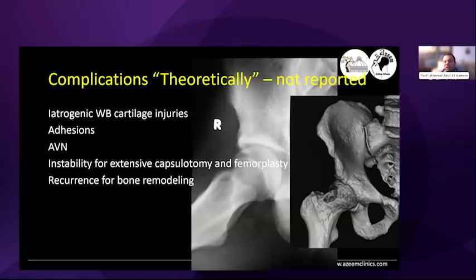Other complications, which are more theoretical, include iatrogenic injury to the weight-bearing cartilage, too many adhesions due to lack of a proper post-operative protocol, injuring the lateral retinaculum vessels and getting an AVN, and instability due to extensive capsulotomy, especially in patients with ligamentous laxity. You have to take care of this. Recurrence from bone remodeling is also possible, but it is not reported.